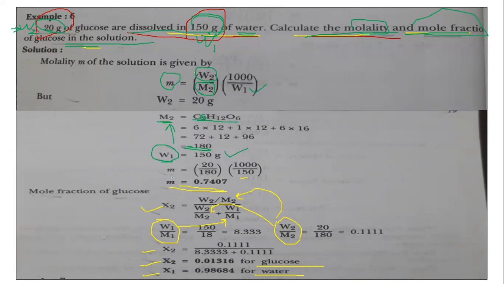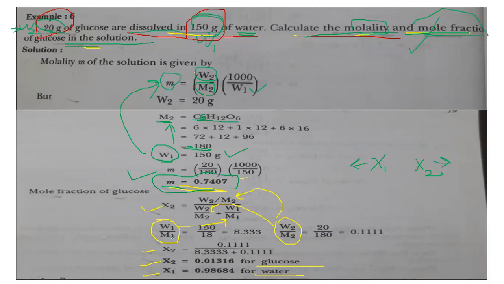So putting the values in the above equation, we have to put the values here and see what the answer is. Molality is 0.7407. Now we have to find out the mole fraction, that is x1 and x2. x2 is the mole fraction of solvent, and x1 is the mole fraction of solute.